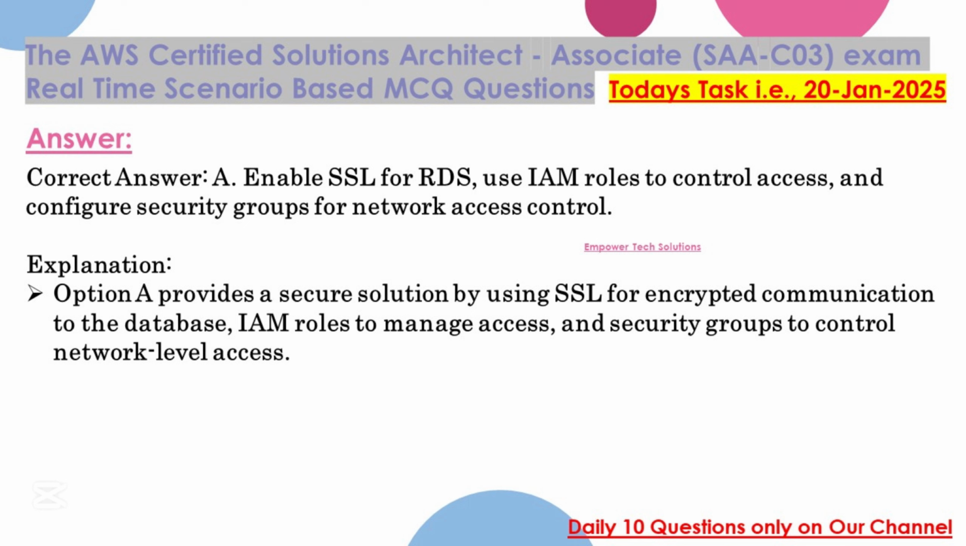Correct answer: A. Enable SSL for RDS, use IAM roles to control access, and configure security groups for network access control. Explanation: Option A provides a secure solution by using SSL for encrypted communication to the database, IAM roles to manage access, and security groups to control network-level access.